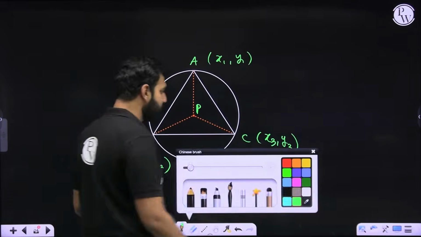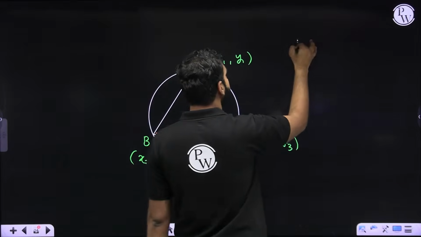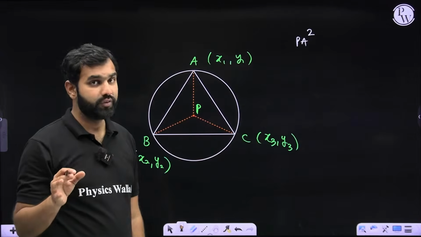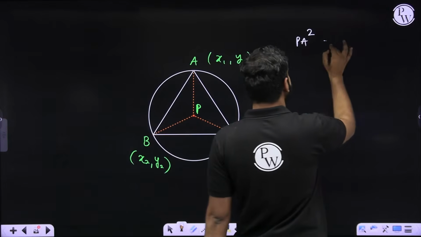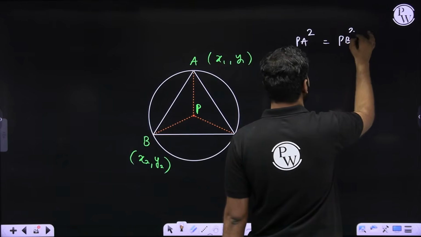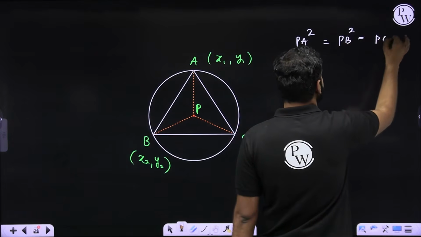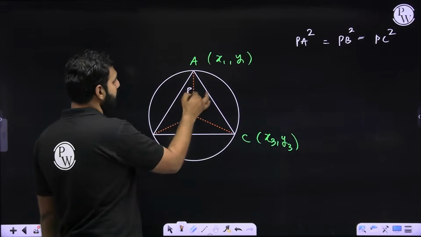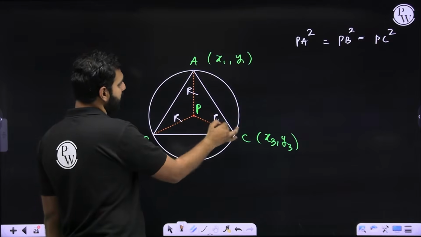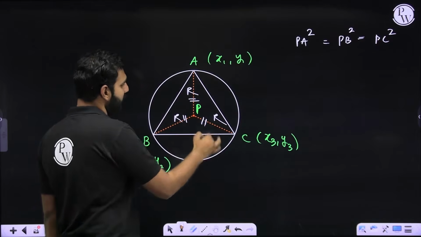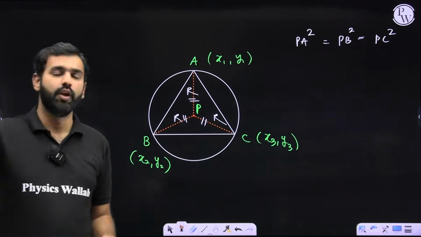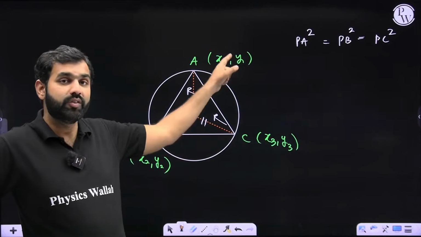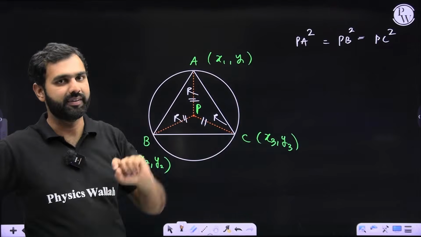The approach is very simple, students. What I do is I'll begin with PA. I'll find PA, or rather I'll find PA square, because I wish to remove this under root sign. Then I'll find the distance PB, and of course I'll put a square sign over there, and I'll find the distance PC and I'll put a square sign over there. Do you not agree that PA, PB and PC, all three distances are going to be equal because they are circumradius? So if all these three distances are equal, I can say that PA square will be equal to PB square will be equal to PC square.